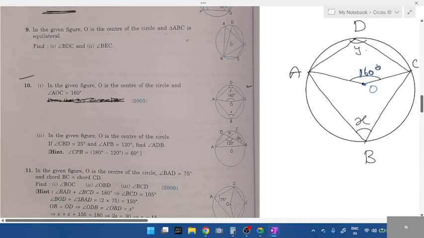Instead of doing all that complication, why can't we use cyclic quadrilateral? You can use even cyclic quadrilateral. See, for 160, X is the pair, students. Find the reflex angle. X is how much? Half of 160 is 80. What is Y? 100.